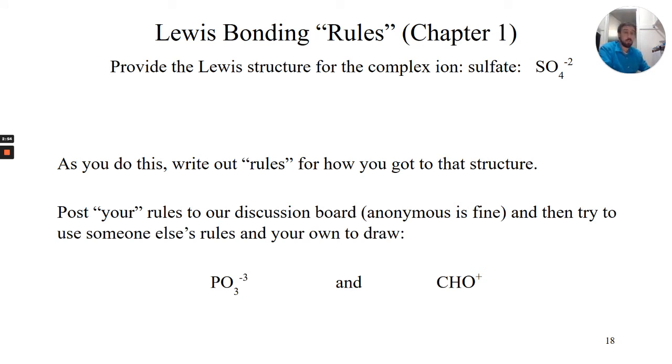So post your rules and then try and use somebody else's rules. So let's see where we're at with this as an overall class. This is anonymous, so you can post these as anonymous to our discussion board just to see what's out there, okay? And then use somebody else's rules to try and draw these things out, okay? We've got the phosphite ion, PO3 3-, and CHO+, okay, as a cation. Okay, I don't even know how to name that, so I'm not going to worry about it. Okay, so we want to try and attempt these things.